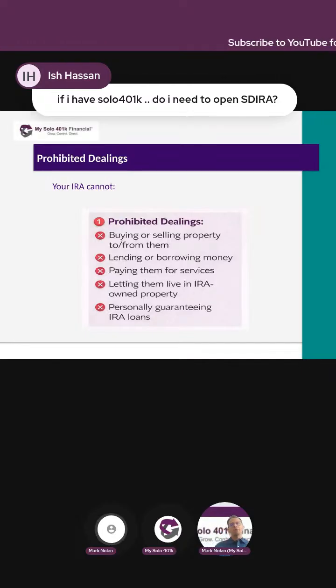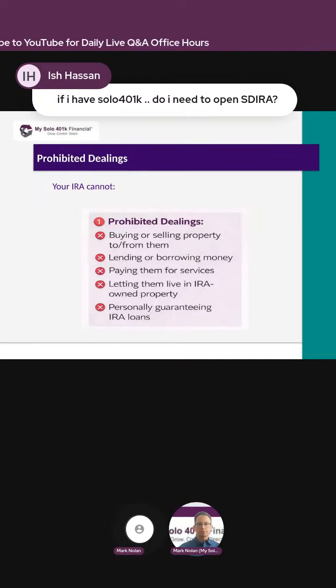So for example, if your self-directed IRA owns a rental property, you cannot hire your spouse to manage that property with regards to performing repairs, other sweat equity type of work. Your child cannot live in that IRA owned property, again, even if it's at fair market value, if he or she pays fair market value.